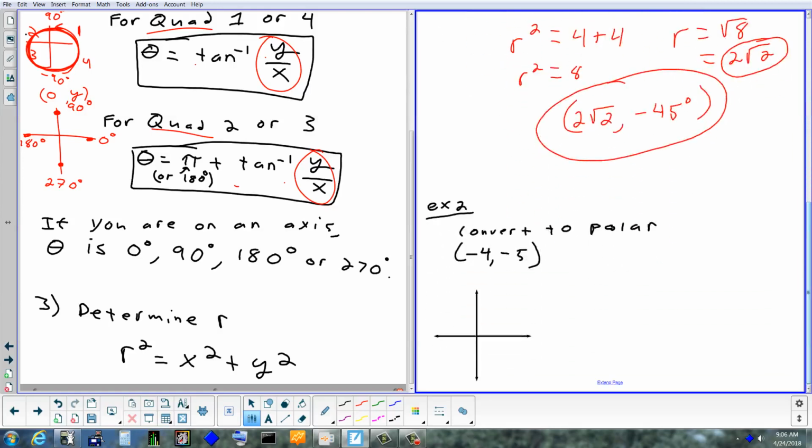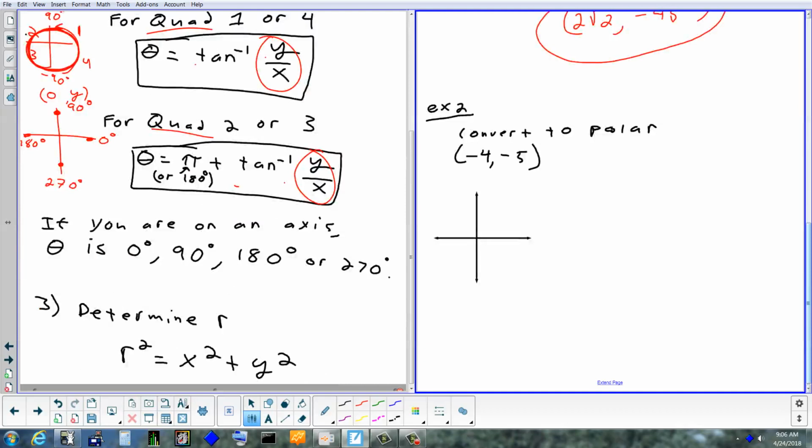So let's try this one. -4, -5. Okay, so Sean, what's the first thing I want to know about that point, before I even really start any calculations? What quadrant? Yeah, just figure out the quadrant, and then that'll tell me the formula I need to use. So what quadrant is that? Number 3. Yep, it's left 4, down 5, so somewhere over there.